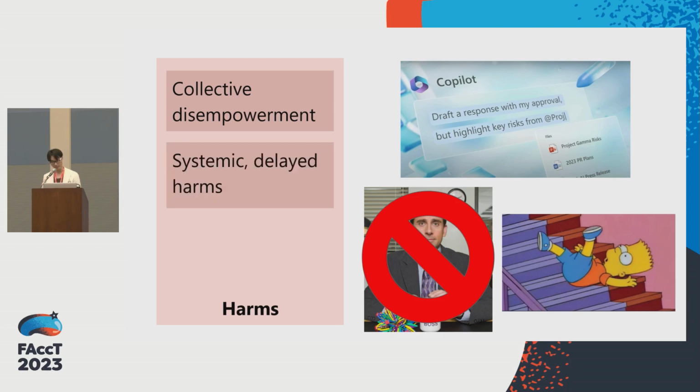Harms from agentic systems could also be systemic and delayed, to the extent that incentives to deploy agentic systems likely exist in a lot of different domains and can be delayed because of long-term planning.